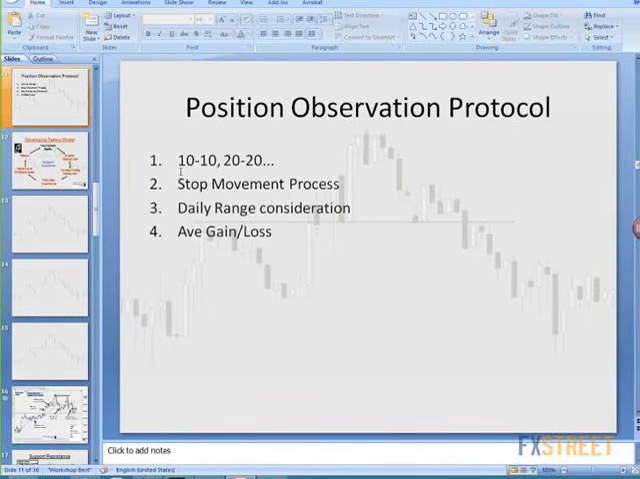So before we conclude here, your position observation protocol: let's say you apply a 10 and 10 or a 20 and 20, or that changes, or maybe you enter into the market and engage in moving your stop based on specific price behaviors. For me, that's how my average gain-loss ratio evolved.